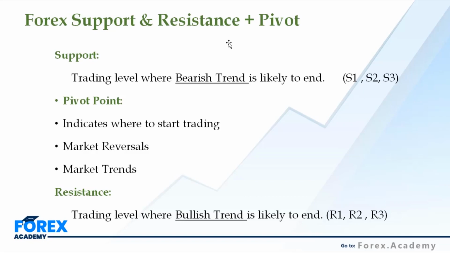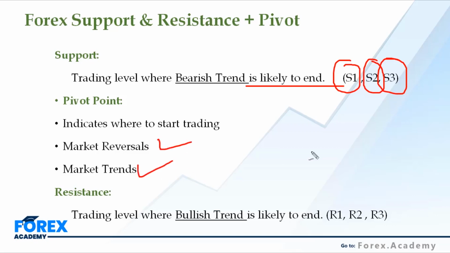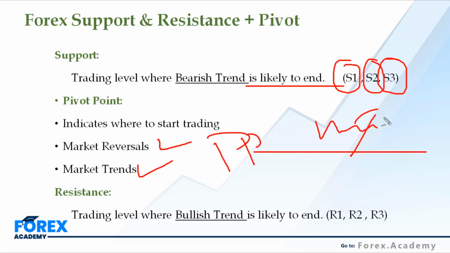So the forex support and resistance plus pivot point. Okay guys, as we know what is support. Support is where a bearish trend is likely to end. We will be learning to calculate the three supports at the same time, and the pivot point basically indicates where you need to start your trading. It also tells us about the market reversal and the market trend. If the prices are above the pivot point, this means the trend is bullish. If the prices of any trading instrument are trading below the pivot point, it means the trend is bearish, and we should be looking for the selling opportunity.